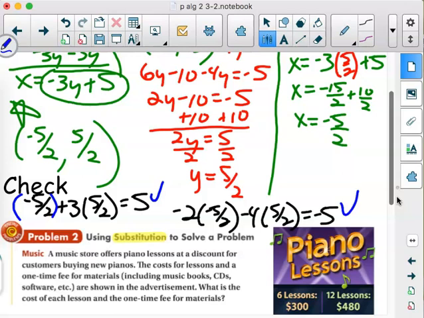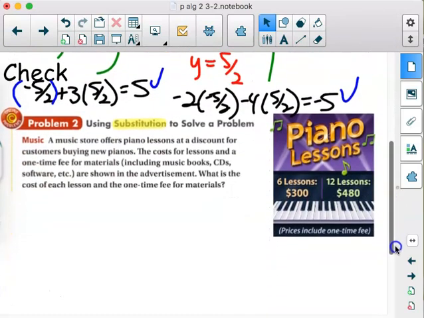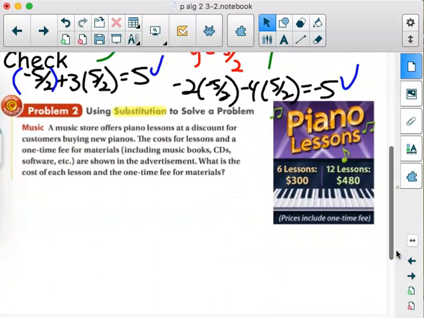So now, another example of, hey, in real life, when would you want to be able to figure something like this out? And I like this one, because this music store, they have an offer. They're going to say, you buy a piano here, we're going to give you a great deal on piano lessons. So a music store offers piano lessons at a discount for customers buying those new pianos. The cost for lessons and a one-time fee for materials, and I know that it's going to sound like a lot when we get there, but you're getting music books, CDs, software, whatever you'd need for all these lessons. That's shown in the advertisement. What is the cost of each lesson and the one-time fee for the materials?